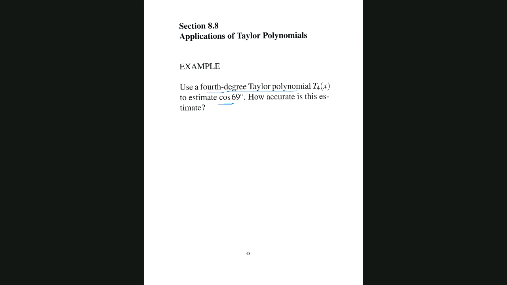So, okay. It says use a Taylor polynomial, right? So a Taylor polynomial means we have to identify a value of A to use. Okay, and I need to have an angle to let A equal.